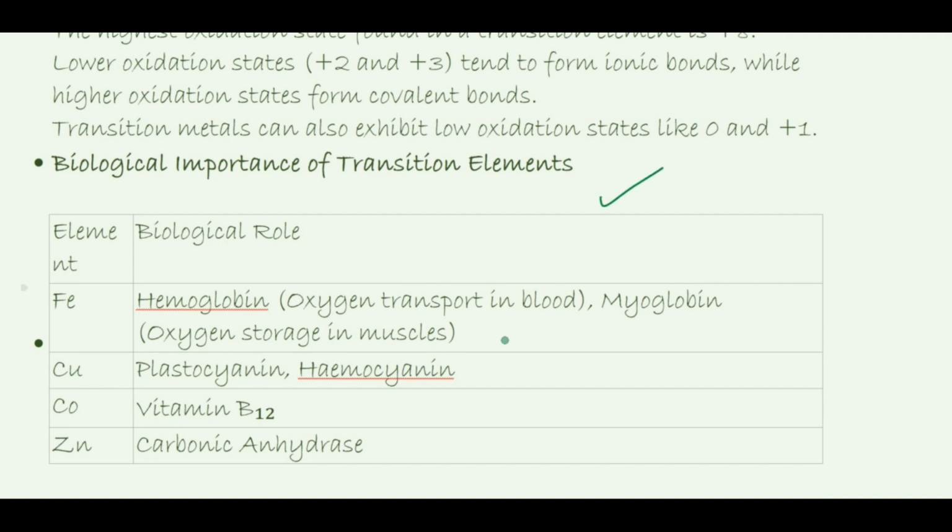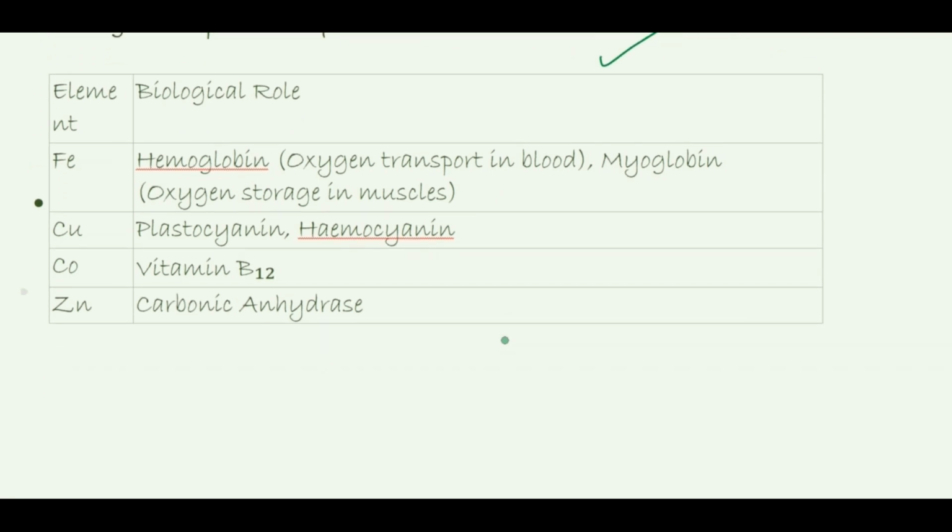The biological importance of transition elements: iron, which is present in hemoglobin, responsible for oxygen transport in blood. Copper, which is present in plastocyanin in plants, and in hemocyanin. Cobalt, which is in vitamin B12. Zinc, which is in carbonic anhydrase. These are the biological importance of transition elements.